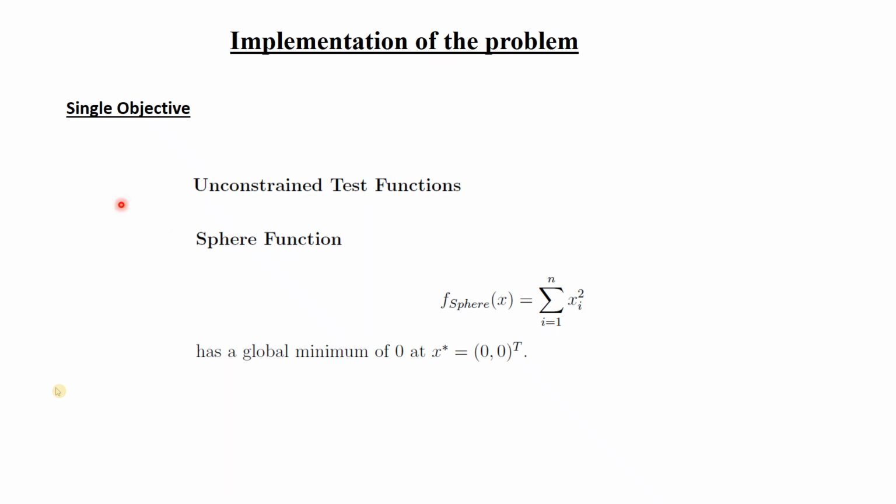Now, implementation of the problem. I have just shown you an example of a multi-objective function. Now let us see how to represent it, because we will go slowly. Suppose we start with a single objective function. It is the sphere function. This is a very common function and it is always used as a test function. The sphere function is a minimizing function. So you have to determine the values of x. Suppose n number of x's are there, and if you add them, the value will become 0.